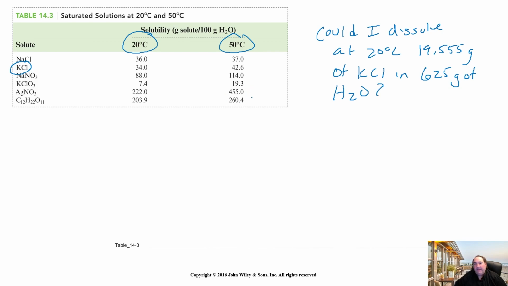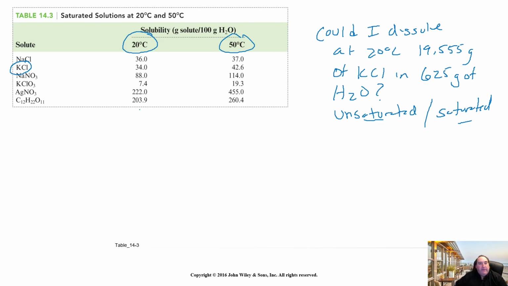All right, take a moment, use the information here and decide, could I dissolve in this one? And out of our two choices, which one would best describe this solution? Is it an unsaturated solution or is it a saturated solution? Which one of those two would be the best? All right, take a moment, see what you come up with here.